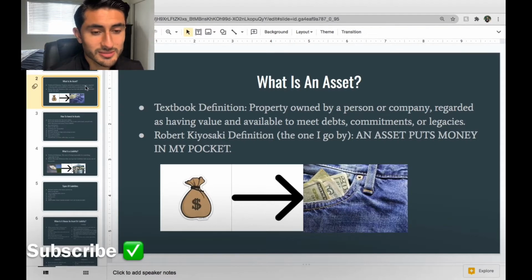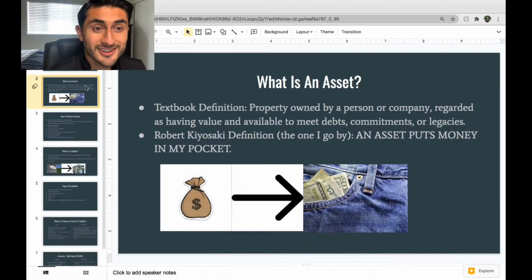So I like to go based on the definition that Robert Kiyosaki goes by. I did read the book Rich Dad Poor Dad, so I highly recommend people that haven't read that book to read it. It's very educational when it comes to cash flow and pretty much anything to start off financial literacy. So his definition of an asset is: an asset puts money in my pocket. It's as simple as that. Money goes into your pocket.